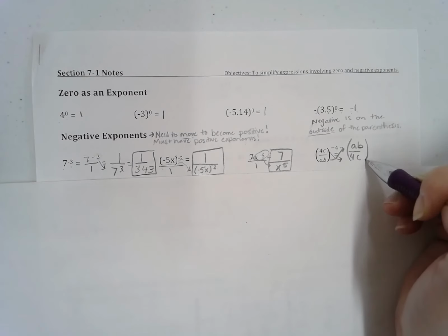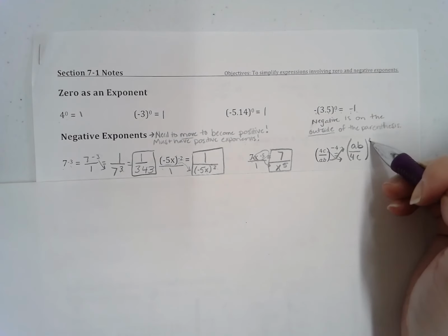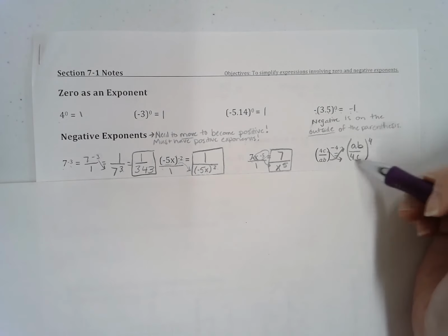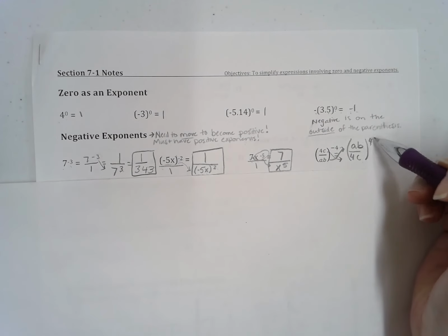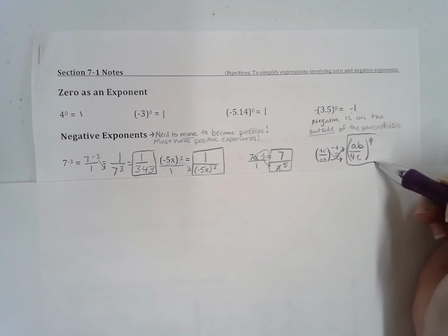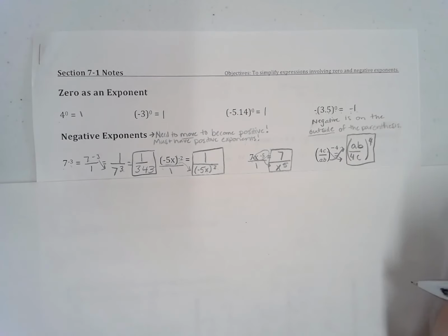It's still in the parentheses, so it flips the fraction, and then the exponent becomes a positive. So now it's AB divided by 4c, all in parentheses, to the positive fourth power. Again, because we have variables, this is as simplified as I can get it.